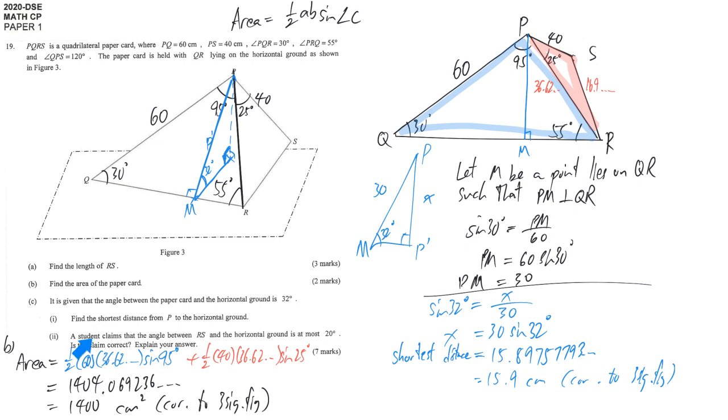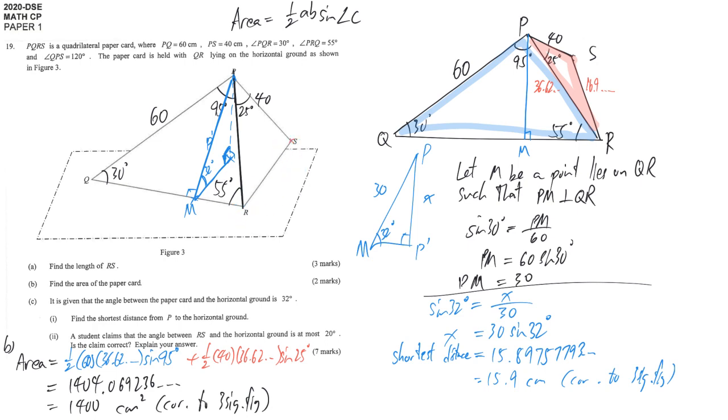Now is the most difficult part of this question. Someone says that the angle between RS here and the horizontal ground is at most 20 degrees. Is that claim correct? So I think the most straightforward method is to calculate the angle between them. The calculation is a little bit like C1. The key point is S. We need to use the angle, talk about the angle between RS and the horizontal ground.